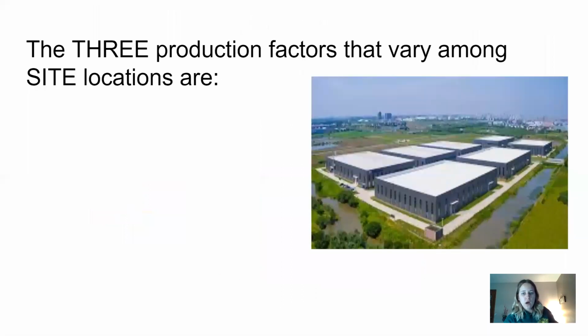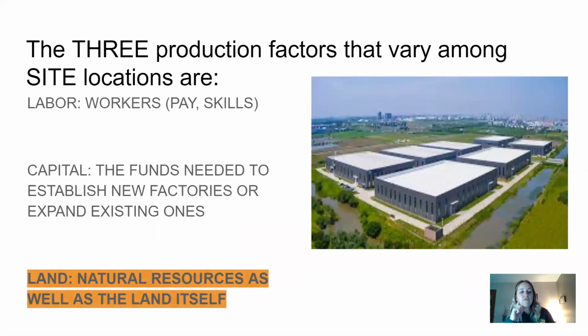And our last of the three production factors that vary among site location: capital, labor, and land. Take a look and think about where these factories are placed. When people build factories or production businesses, they think about the natural resources that they'll be able to get from that location, as well as the land itself.